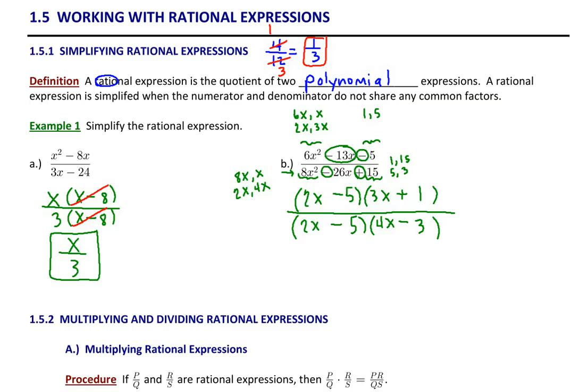But now that we have it factored, clearly there's a common factor between the numerator and the denominator. The 2x minus 5 matches, so we can cancel that out. Therefore, the reduced rational expression would be 3x plus 1 over 4x minus 3. Your ability to reduce a rational expression depends on your ability to factor. So keep practicing. The more you practice, the easier it gets. And always remember, anytime you're working with a rational expression, it always must be presented in its simplest form, just like we would do with real number fractions.